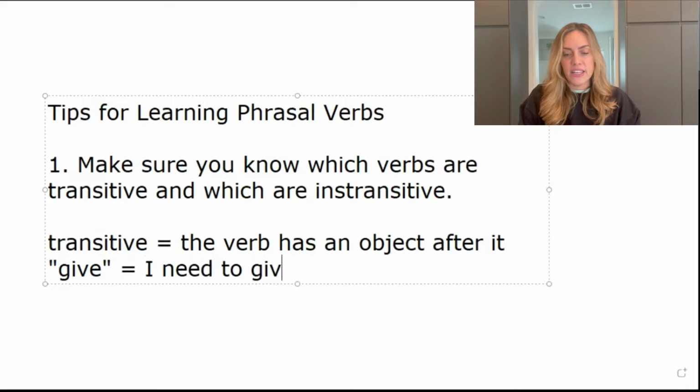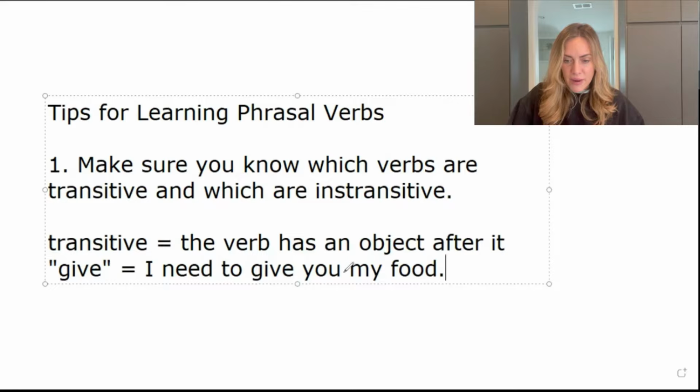Okay? So, for example, the verb give. I can't just say, "I need to give," and stop talking. Doesn't make sense. I need to have something after that word. So I can say, "I need to give you my food." My food, here, is a noun. It is a thing. And it comes after a verb, okay?